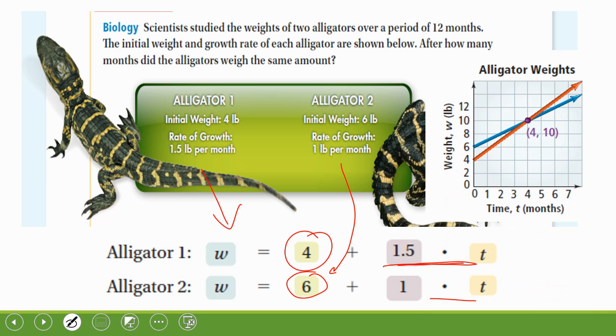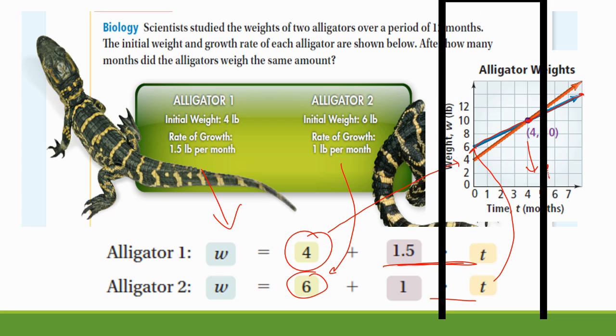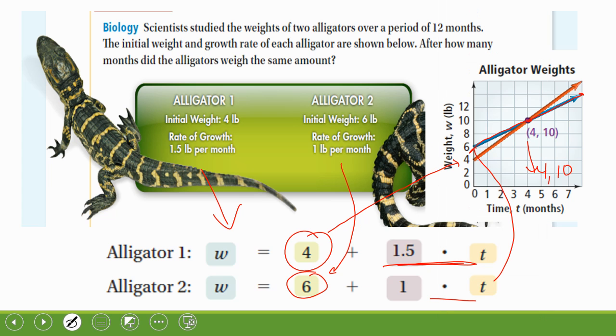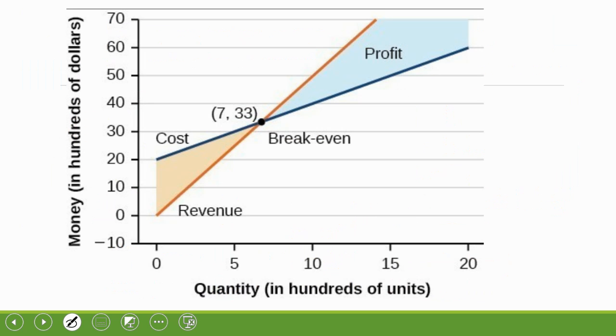If you look, this first graph here is the red one, and the second is in blue. Right now, the one starts higher than the other, but it's not rising and running at the same rate. So after 4 months, they'll both weigh 10 pounds. That's the kind of thing we're going to do when we get done learning how to solve. We'll do some applications.